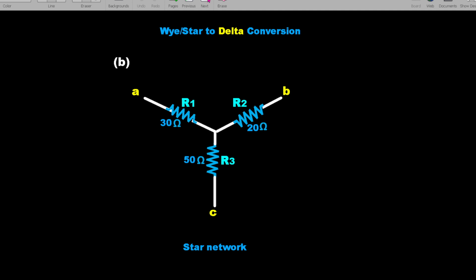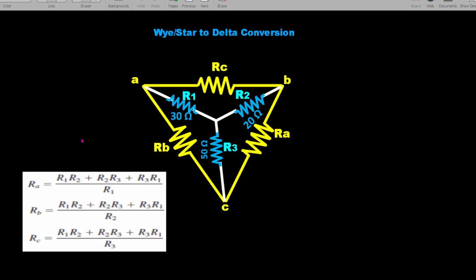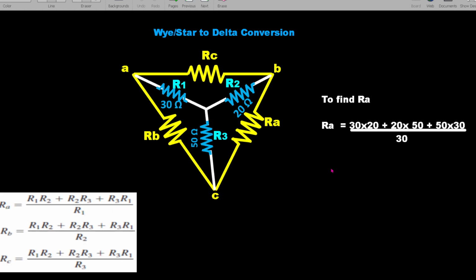Now we move on to B. In B, we have different values for R1, R2 and R3: 30 ohms, 20 ohms and 50 ohms. But the formula is very simple. For RA it is R1 R2 plus R2 R3 plus R3 R1 divided by R1. For RB the numerator is the same, but the denominator is R2. For RC it is divided by R3. So let's get started.